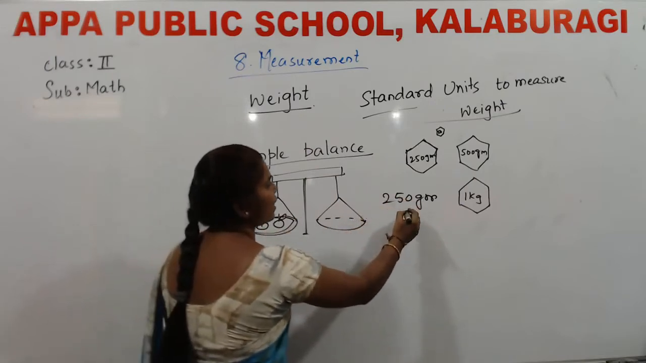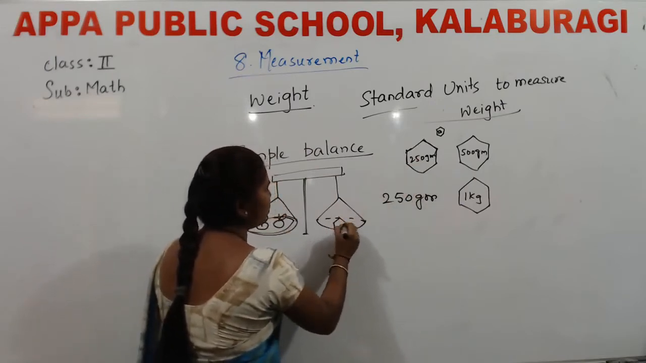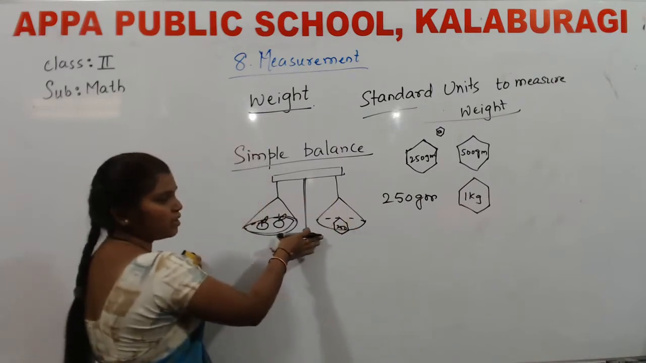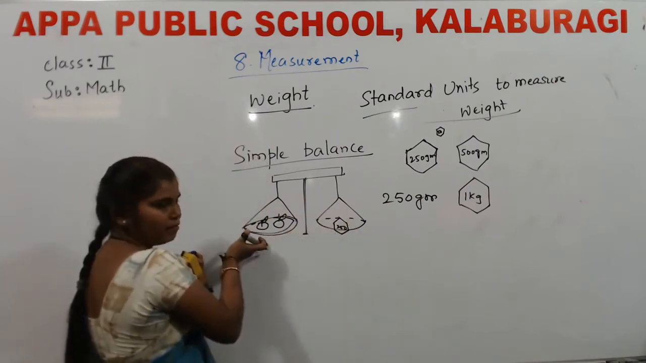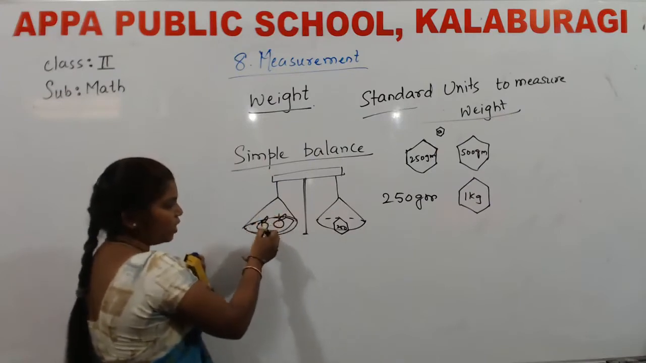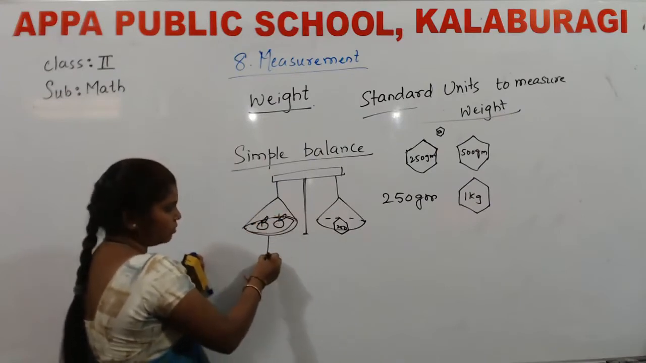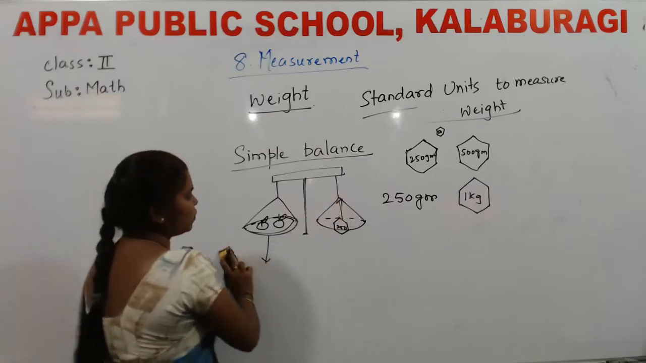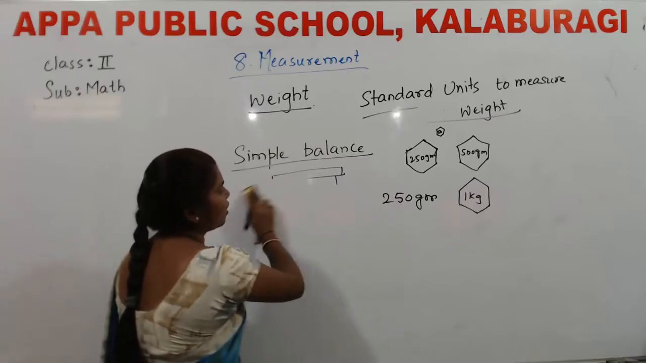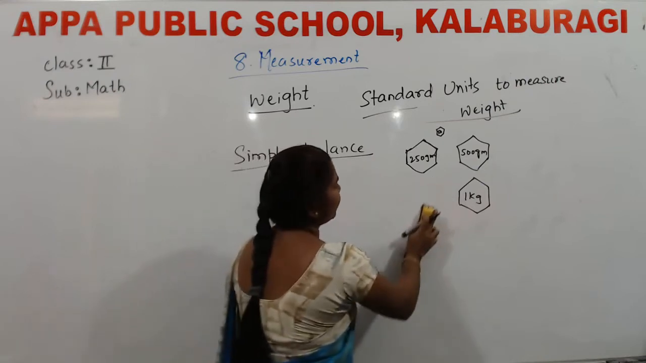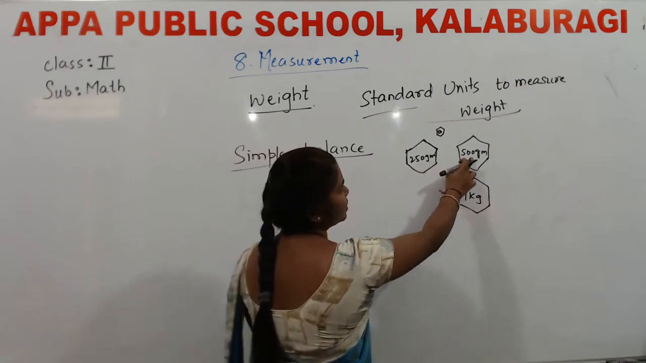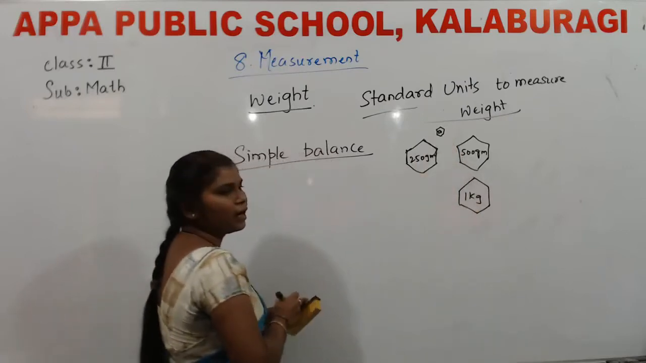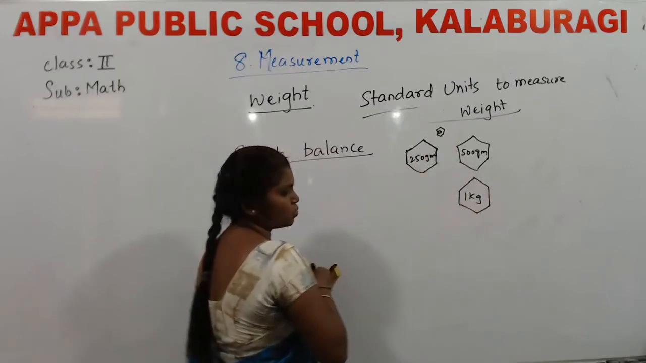So now if I want, I will keep a 250 gram stone here. If both are balanced, if both are equal, they will be equal. If it is more, what will happen? It will go down. Yes? If it is less, it will go up. In this way, you are going to measure the commodities. Okay? So it is 250 gram, it is 500 gram, it is 1 kg, and here it is 50 grams. Even we have got 100 grams also.